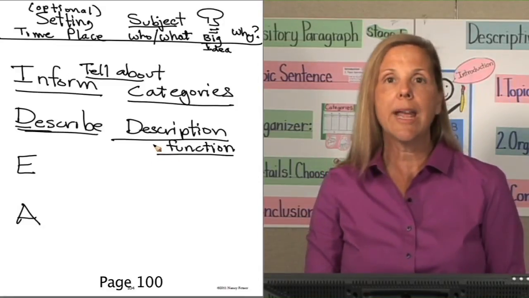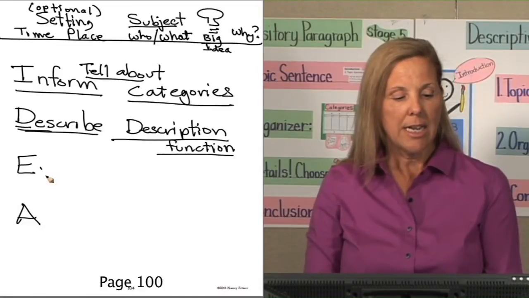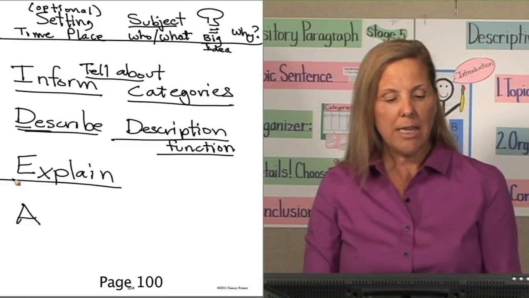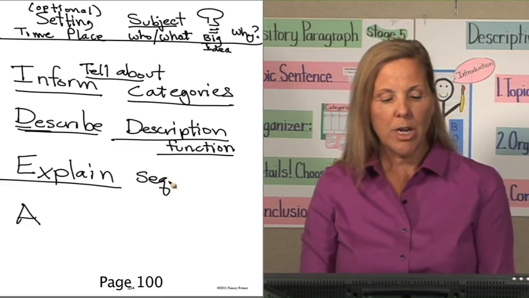Let's go to the next letter, and that's the letter E. E is when your purpose is to explain the information. When you explain the information, then you're going to organize it in a sequence, in some sort of an order.